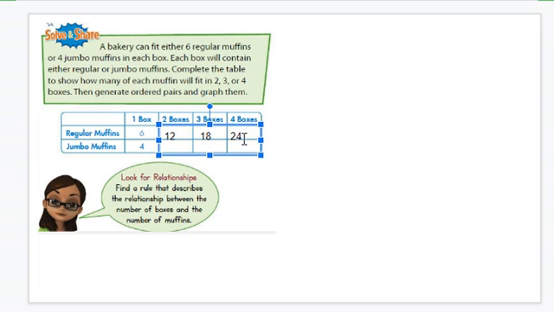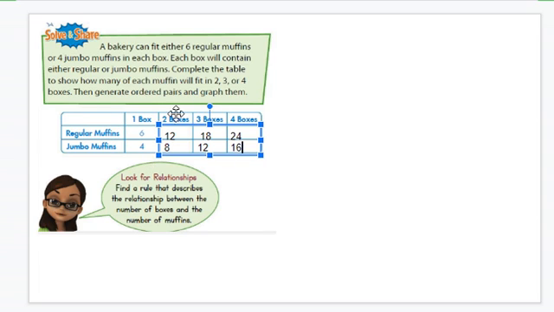If you have the jumbo muffins, they can only fit 4 to 1 box. So for 2 boxes, you would be able to fit 8 muffins. For 3 boxes, 8 plus 4, since the rule is plus 4, or 3 boxes times 4 jumbo muffins is 12. And 4 boxes would be 16 jumbo muffins.